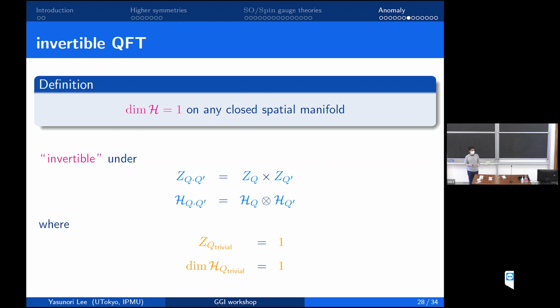So if you start from the original QFT with one-dimensional Hilbert space, and then couple it to the dual QFT with one-dimensional Hilbert space, you indeed get a trivial QFT, and they form a group. So that's why they are called invertible.